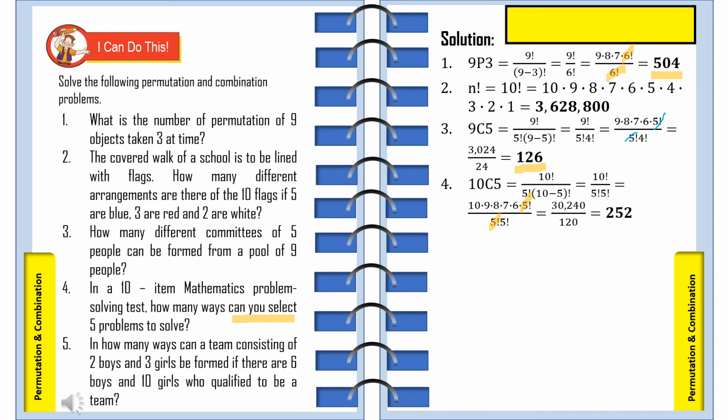I-divide natin kay 5 factorial, which is equivalent to 120. So, the quotient now is 252. So, we have a total of 252 ways in choosing 5 problems to solve out of 10 items. Okay? So, that's how we solve for that.